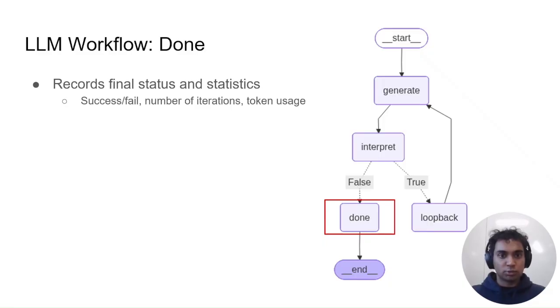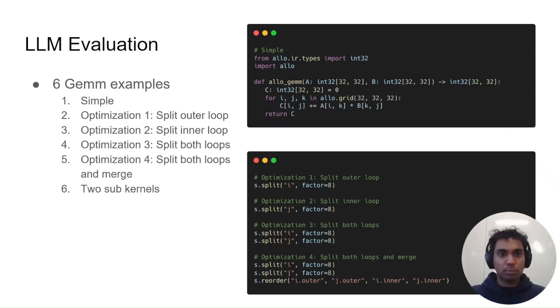Lastly, the done state is where the system captures and logs the metrics for the run. The recorded fields include the success status, the number of iterations taken, and the token usage. These metrics help to quantify the ability of the agent to lower Allo code and provide an insight into the associated trade-offs. We created a small benchmark suite to evaluate our agent's performance, consisting of 6 Allo variations of 32 by 32 matrix multiplication.